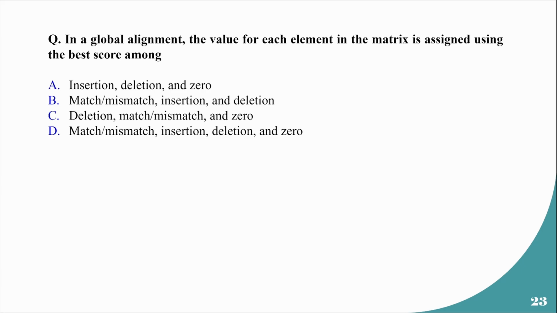So again, in global alignment, where we try to align the entirety of sequences, the value of each element in the matrix is assigned using some sort of scoring scheme. Now, what does that scoring scheme involve? This is particularly asking for global alignment, not for local alignment. Okay. So in this scoring scheme, which among these are involved?